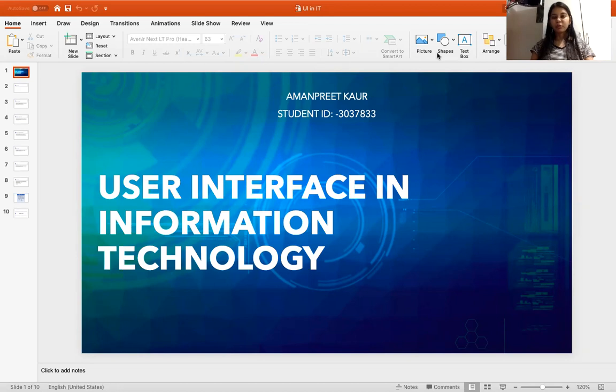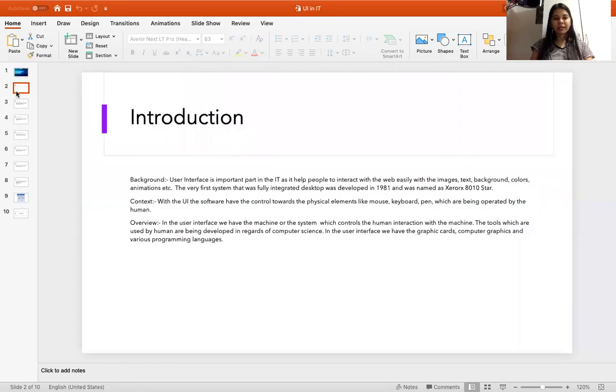So, today's topic is user interface in information technology. As we know, with the increasing demand of information technology, the user interface has become an inseparable part of this technology. So, in the second slide, we have the introduction about that.